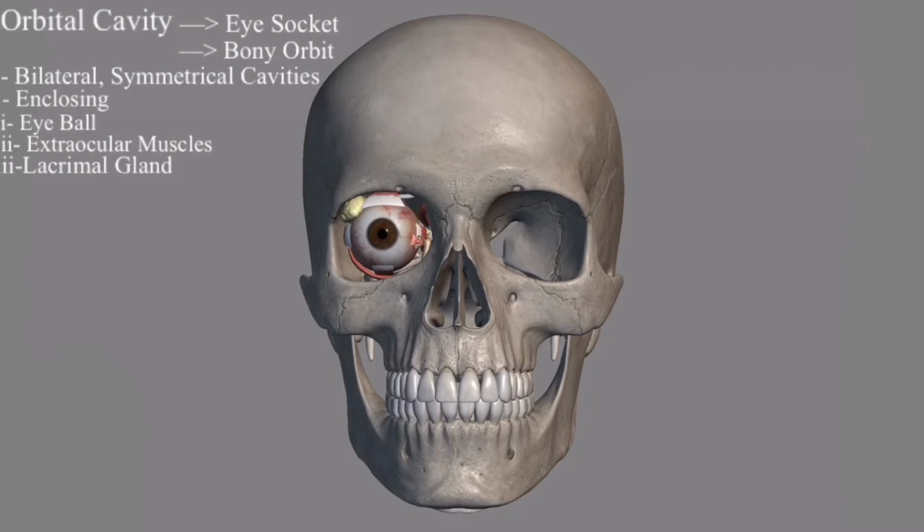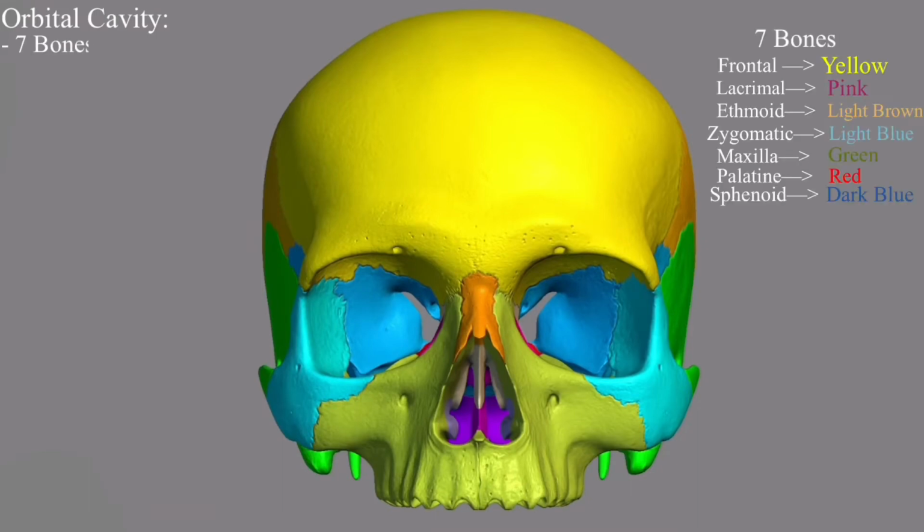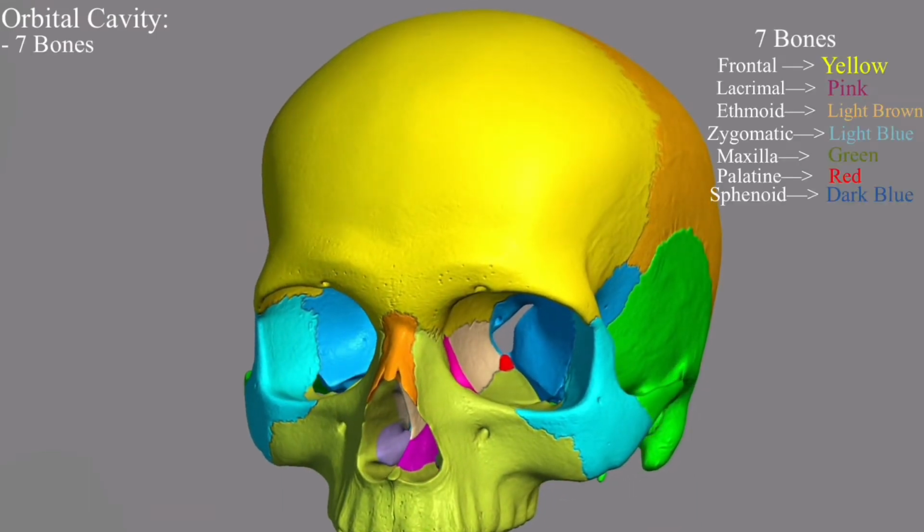In an adult human, the orbit volume is about 30 milliliters, and among the 30 milliliters, the eye occupies 6.5 milliliters. The boundaries of the orbital cavity are formed by 7 bones.